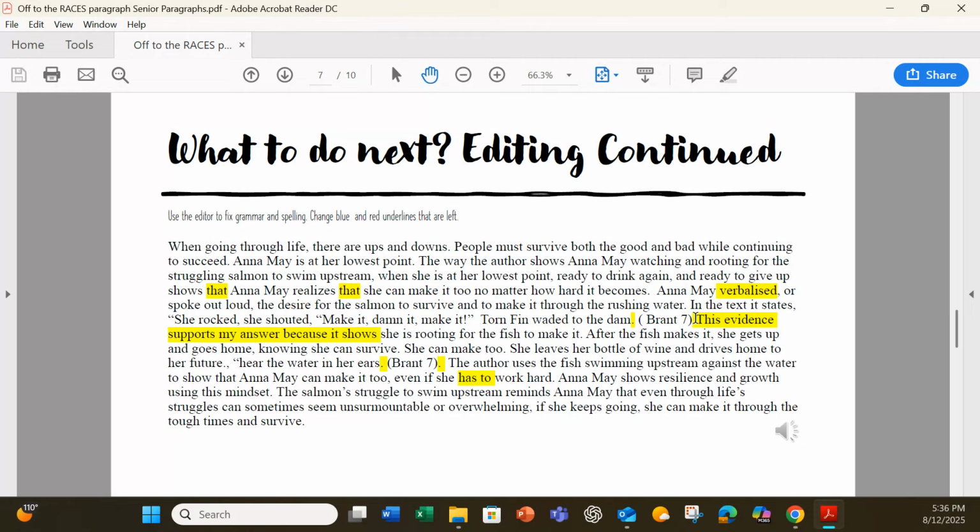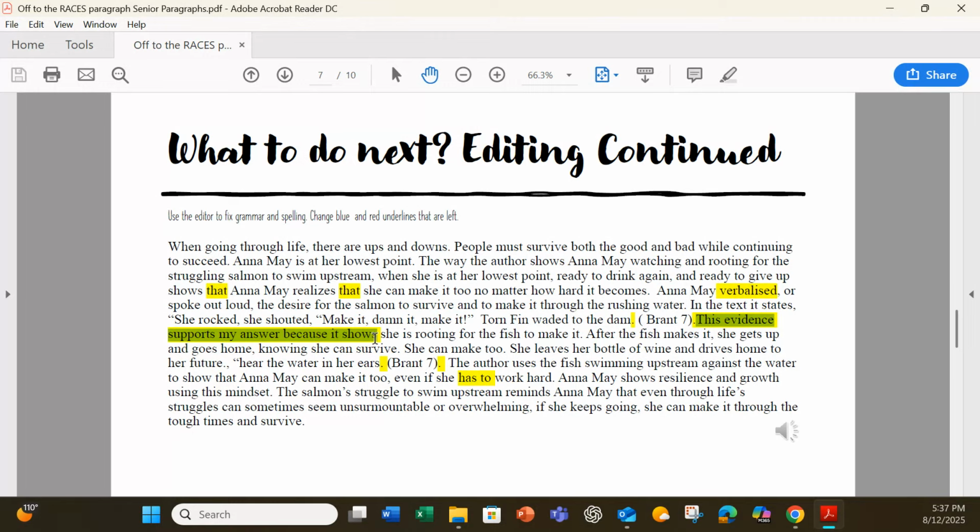Okay? I also took out this, "evidence supports my answer because it shows." Now, I realize that what you're doing here, or what I was doing, was telling the reader, hey, look at me, look at my evidence, this is what it does. But you don't need to tell the reader that. You just need to say what you need to say. So by taking this out, you leave the part that is important.